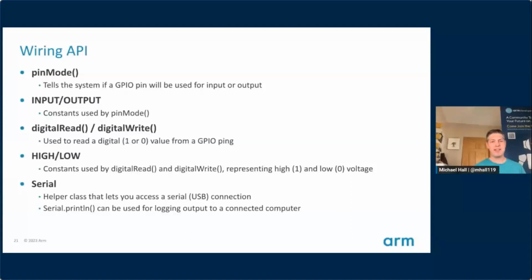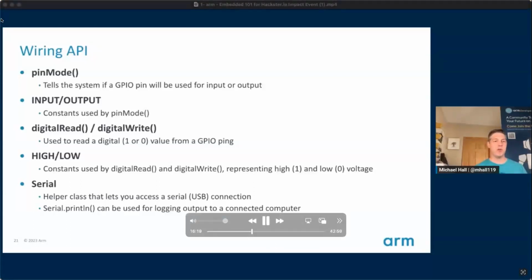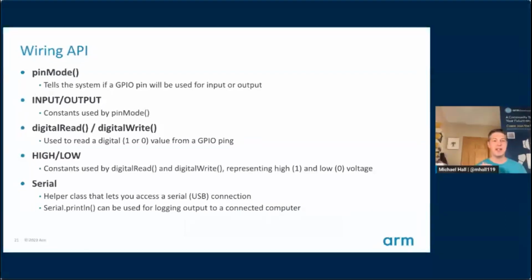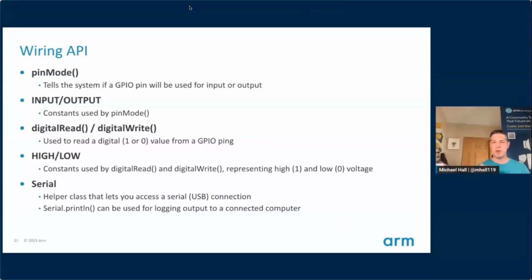It also provides this Serial class, which lets you read and write to a serial connection, like over a USB connection. I mentioned before that you had that as an option on some boards. The Serial class that we get from the Arduino Core is what's going to let us do that. So things like Serial.println is what we're going to use to send output logging data back to our development computer.